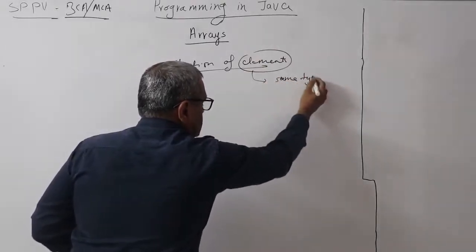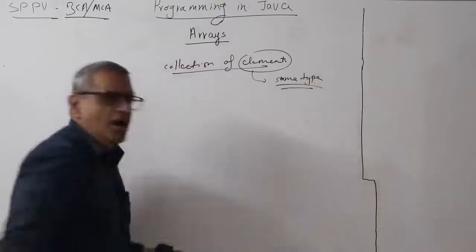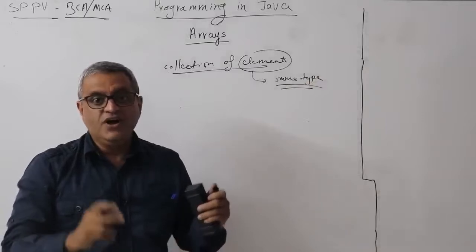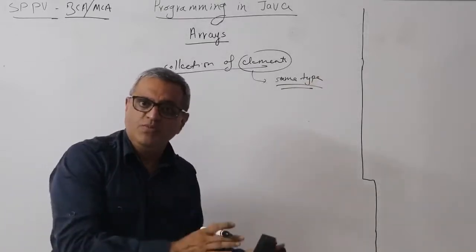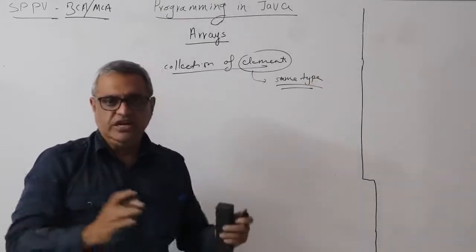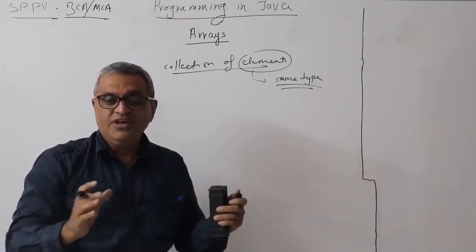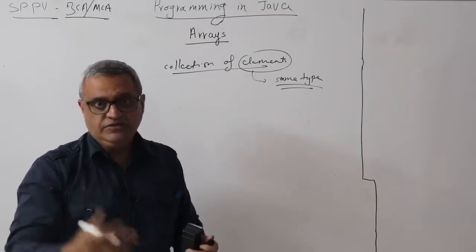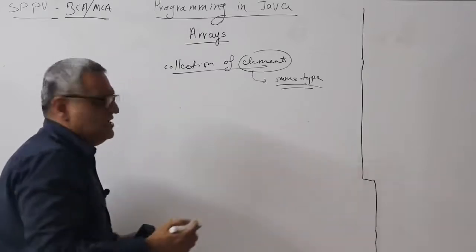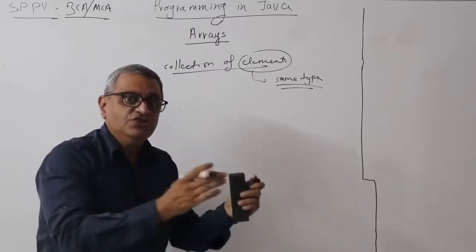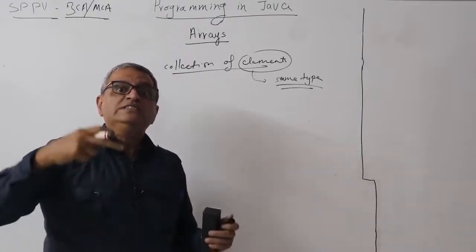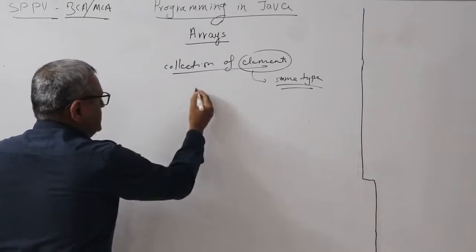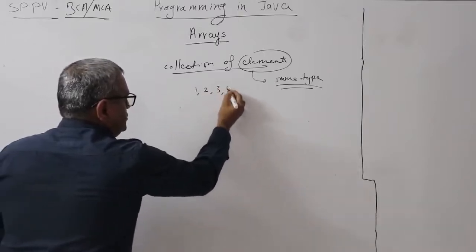When I say same type, what does this mean? I can have an array of integers. I can have an array of floating point numbers. I can have an array of characters. I can have an array of type byte. So basically I have a collection of elements of the same type, right? Just to give you an example, I can have an array of integers.